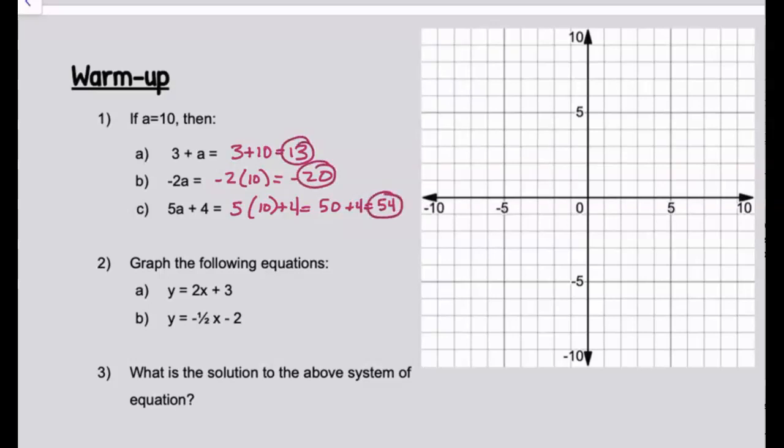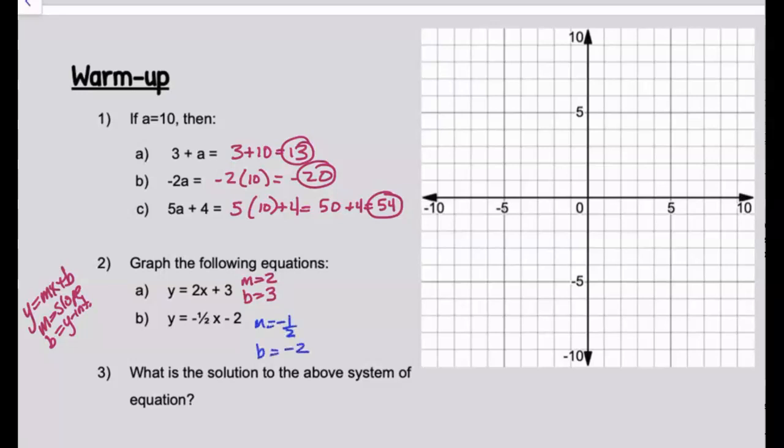The second question, the third is related to the second, but I had to separate it on Go Formative, is to graph these 2 equations, remembering, since we've been on break, y equals mx plus b. M is your slope, b is your y-intercept, where we begin. So on this first one, our m is equal to 2, and our b is equal to 3. On the second one, our m is equal to negative 1/2, and our b is equal to negative 2.